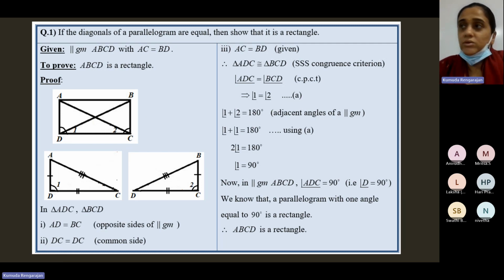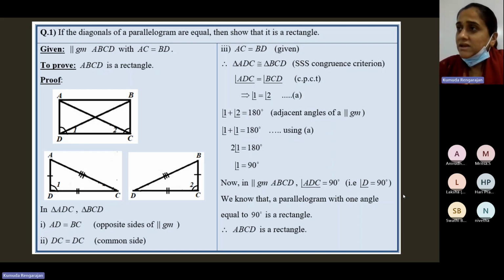Yeah, so we were doing quadrilaterals, and I think we finished this one, right? If the diagonals of a parallelogram are equal, then show that it's a rectangle. So the similarity between a parallelogram and a rectangle is that in both, opposite sides are equal.